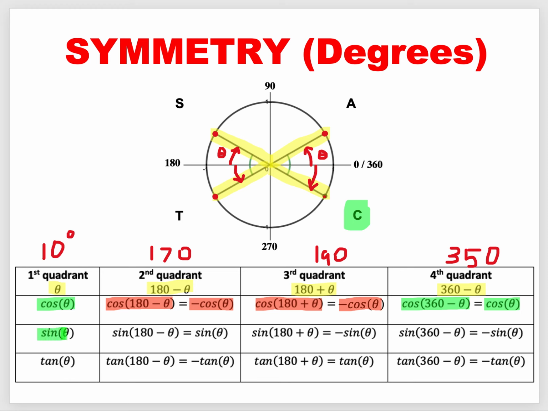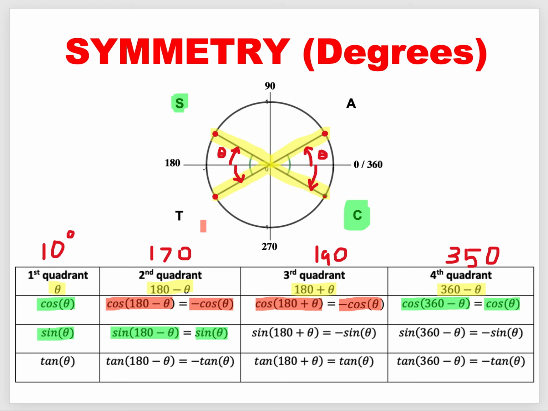So for sine theta, we know that if the angle's in the first quadrant, sine will be positive because sine, cos, and tan are all positive in the first quadrant. In the second quadrant, sine is also positive. So when we take sine of a second quadrant angle, sine of 180 minus theta, that will be equal to sine of theta. So it's stated as a positive value.